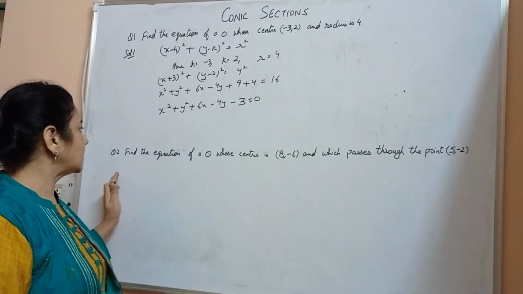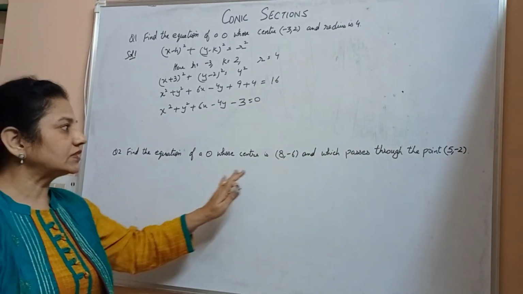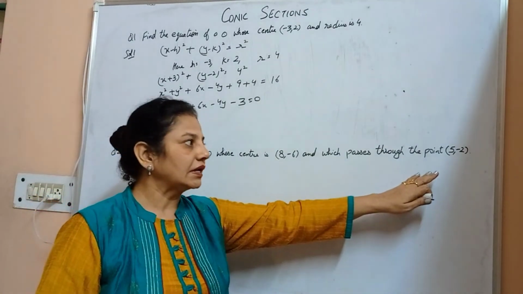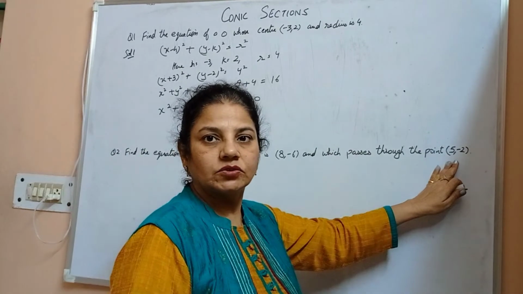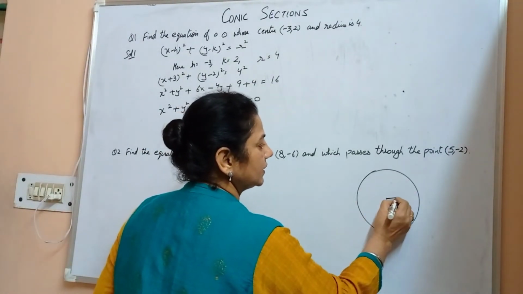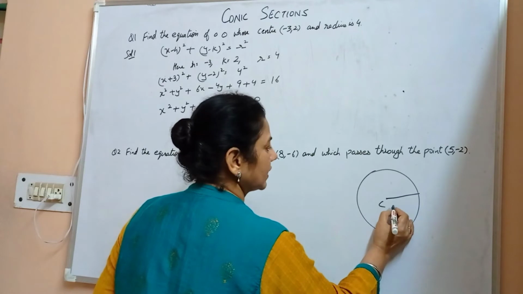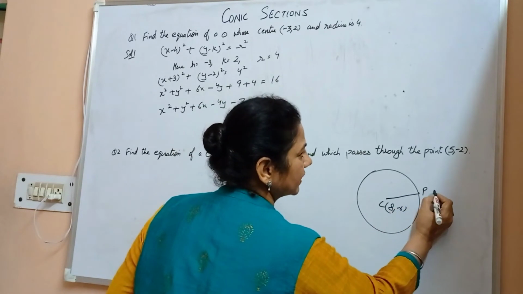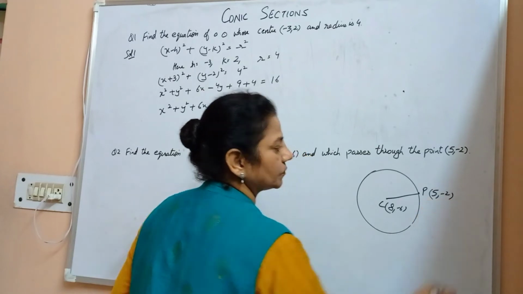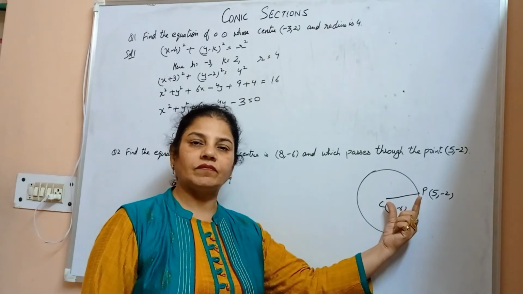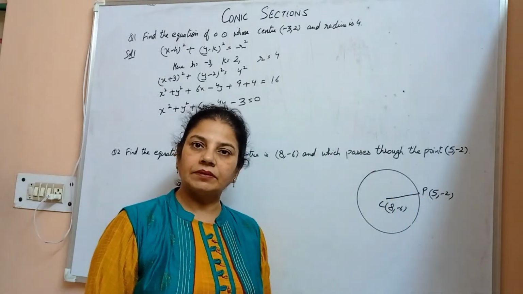Now next it says, find the equation of a circle whose center is (8, -6) and passes through the point given as (5, -2). So here we can form a circle. Let center C be (8, -6) and point P be (5, -2). We know that the distance CP is the radius of a circle. By the definition of the radius of a circle, CP is equal to r.